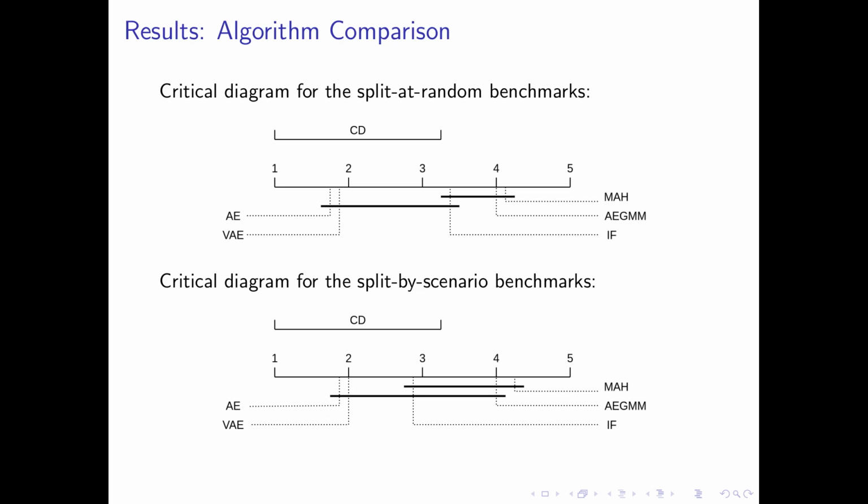That some perform better than the others. However, from these diagrams we can see, and we do it both for split at random benchmarks and split by scenario benchmarks, which I described a little bit earlier. And from both of these diagrams we can see, for example, that autoencoder and variational-autoencoders seem to outperform the other models. And furthermore, we can say that the statistical difference is significant if you compare it to Mahalanobis distance and autoencoding Gaussian mixture model, for example.